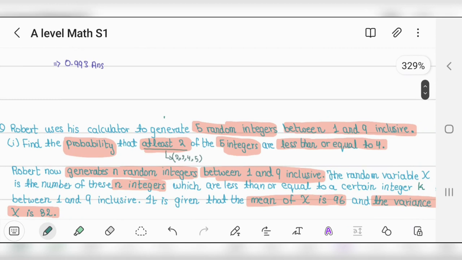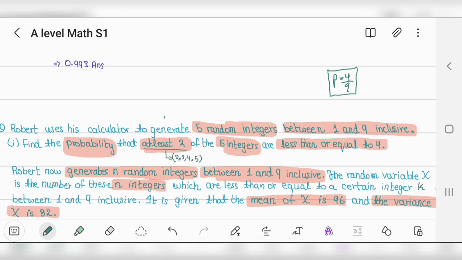This is the question: Robert uses his calculator to generate 5 random integers between 1 and 9 inclusive. Inclusive means including 1 and 9. Find the probability that at least 2 of the 5 integers are less than or equal to 4. At least 2 means 2, 3, 4, 5. Less than or equal to 4 means 1, 2, 3, 4. So the probability of success is 4/9.